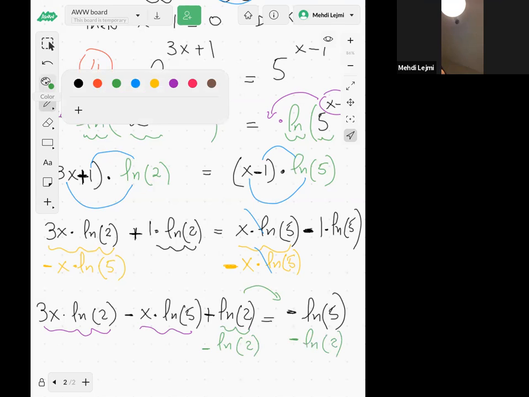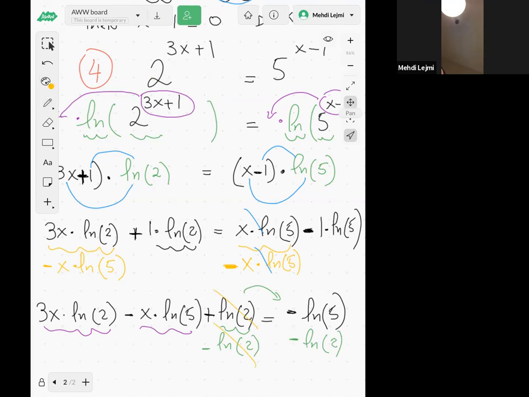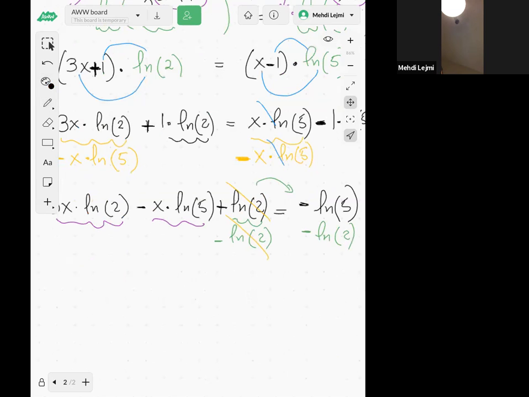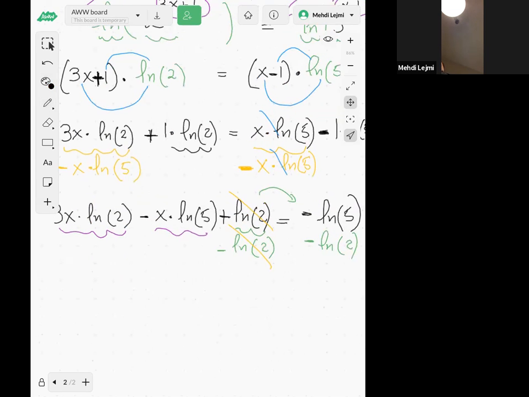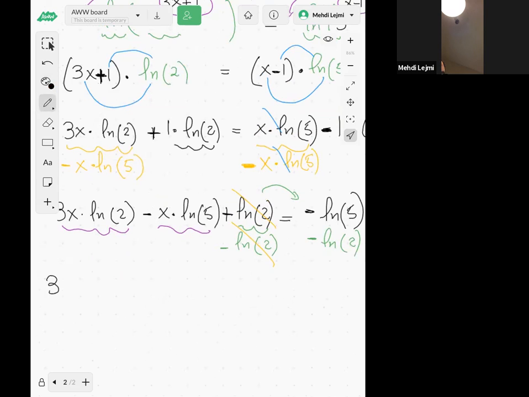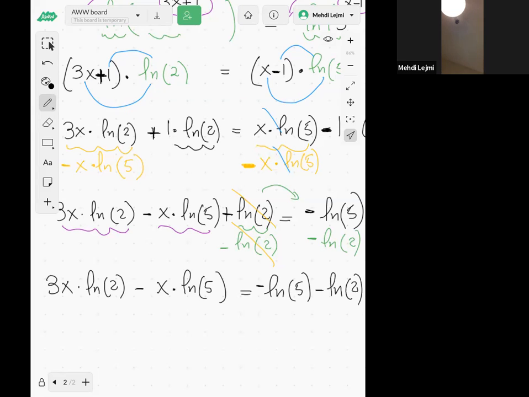All right, so then it cancels out here. And now I've got this 3x times natural log of 2 minus x times natural log of 5 on the left, and on the right, that will be minus natural log of 5 minus natural log of 2. Okay, this is good because now x is a common factor here and here. So you can just pull out the x, it's a common factor.